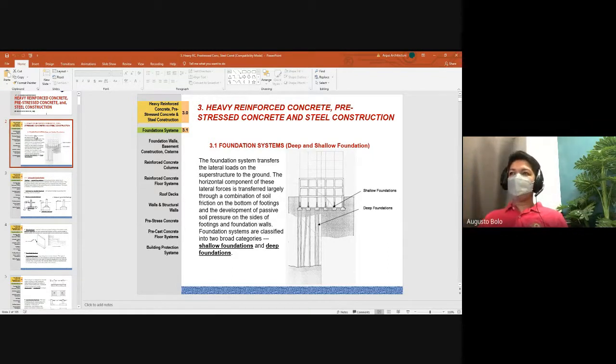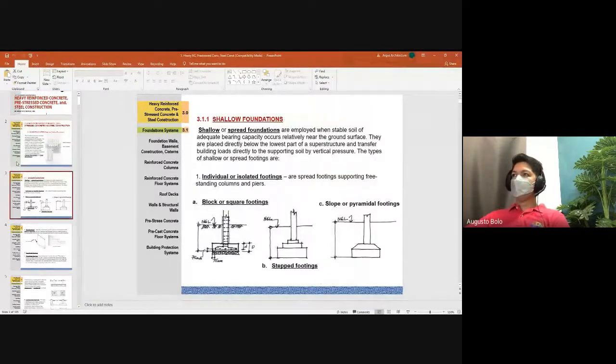Okay. This will be quick because I don't want to focus on the discussion, but just to give you an idea, we have different types of foundation system, starting from the shallow and then deep foundation. So, ano-ano ang mga types of foundation system? We have the following. So, for shallow foundation, excuse me.